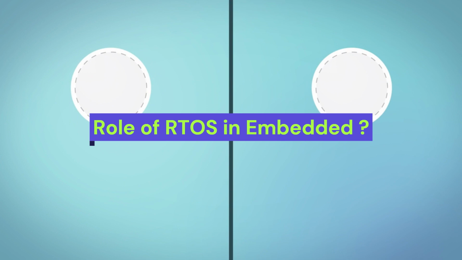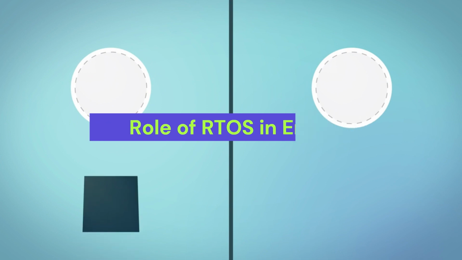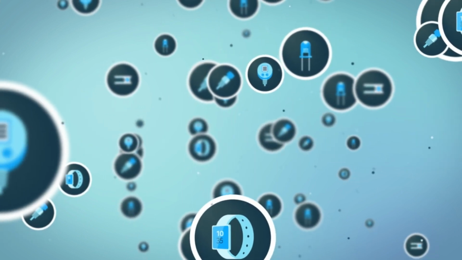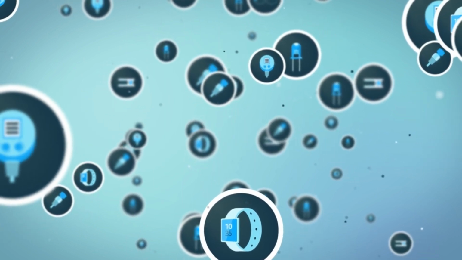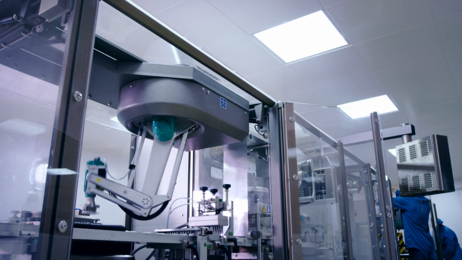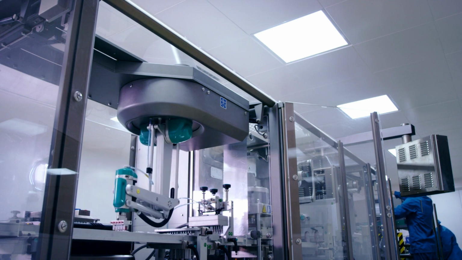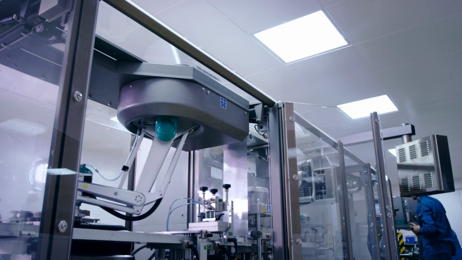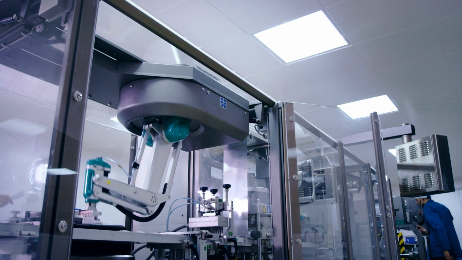Role of RTOS in embedded? RTOS plays a crucial role in embedded systems by providing deterministic behavior, multitasking support, and real-time task scheduling. It ensures that critical tasks are executed with precise timing, making it suitable for applications with stringent timing requirements.